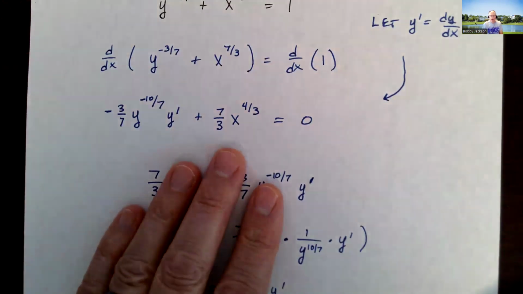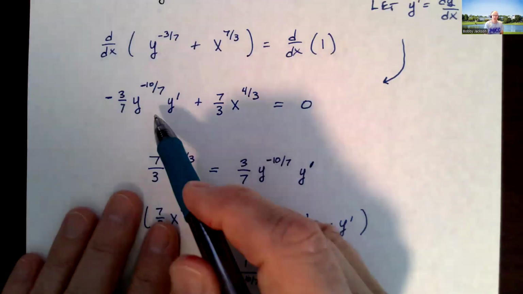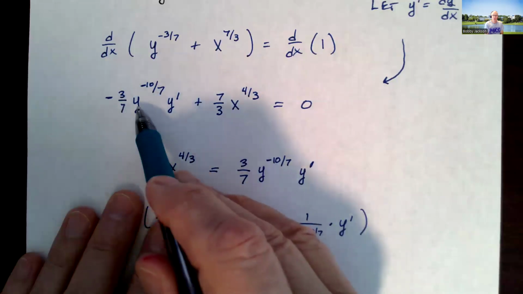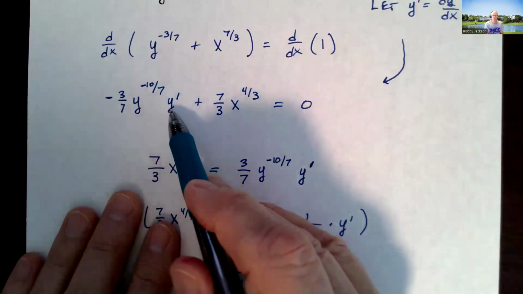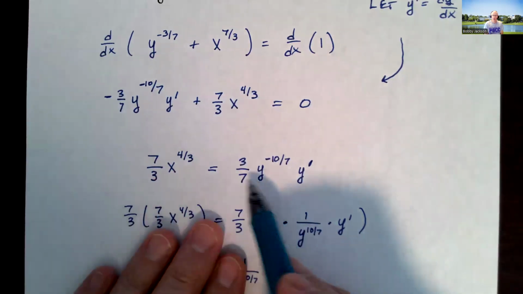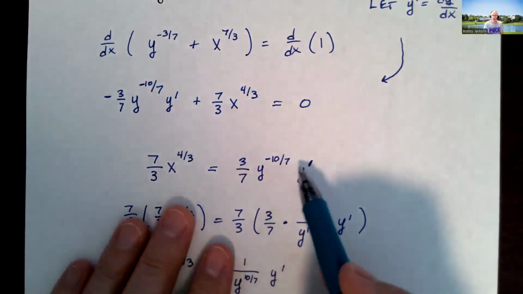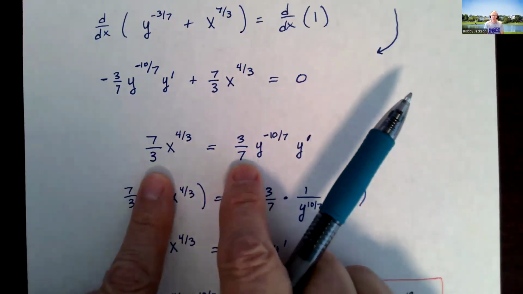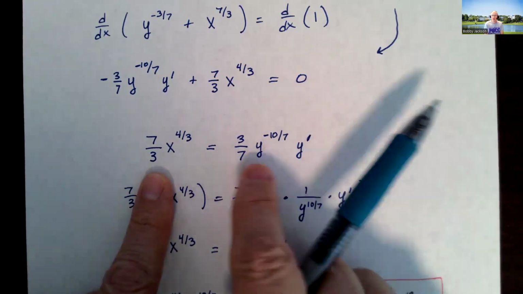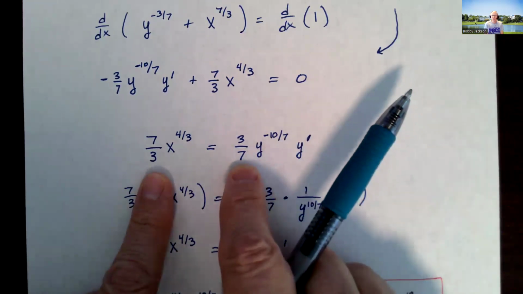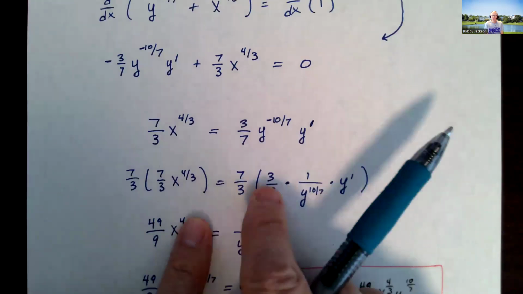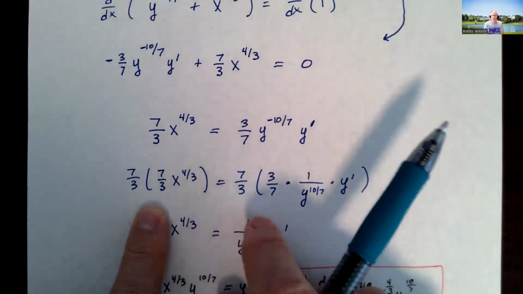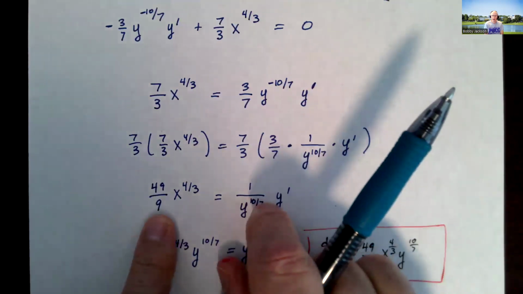So let's do that. Let's solve for y prime. I'll simply add this whole expression, 3/7 y to the negative 10/7 y prime, to both sides, basically moving it over to this side. And now to solve for y prime, I've got a 3/7 here and I want to get y prime by itself. So let's multiply by the reciprocal 7/3, right? What is 7/3 times 3/7? Well, that will just be 1. Of course, over here, 7/3 times 7/3 gives me 49/9.